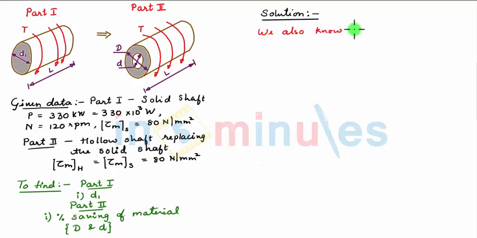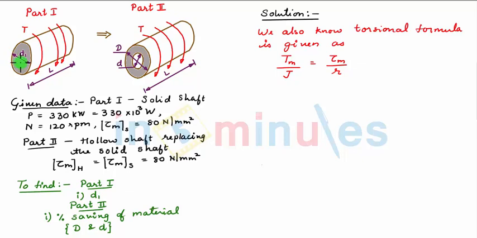We also know that the torsional formula for a shaft is given as Tm by J is equal to tau m by r, where r is the radius of this solid shaft. Since it is a solid shaft, we denote it by small r. Now upon substituting the values of maximum torque, polar moment of inertia and the maximum shear stress, we can determine the value of r, or the diameter of the solid shaft d1.